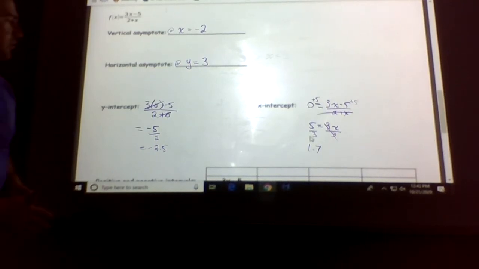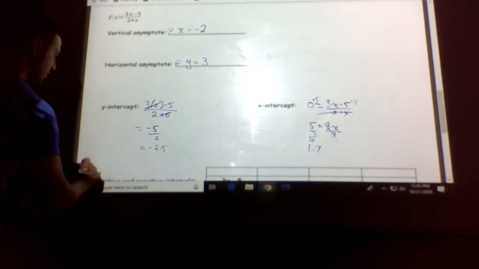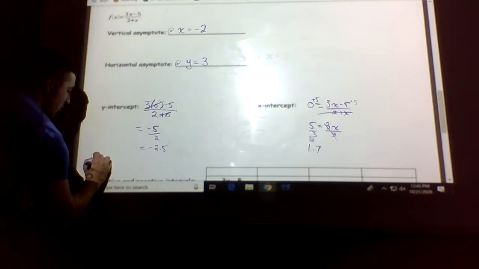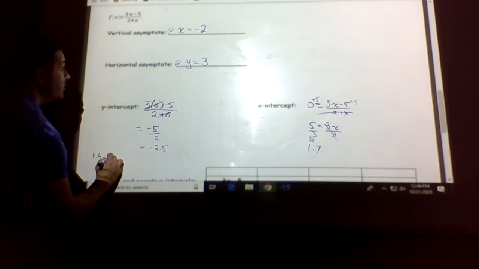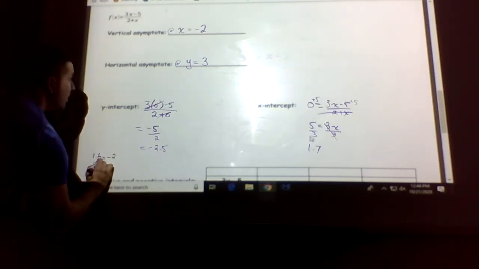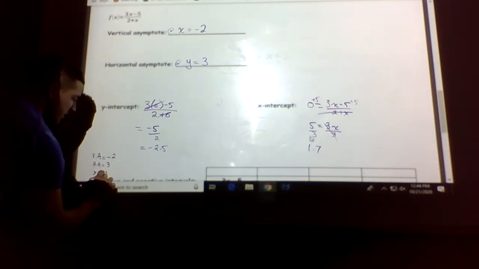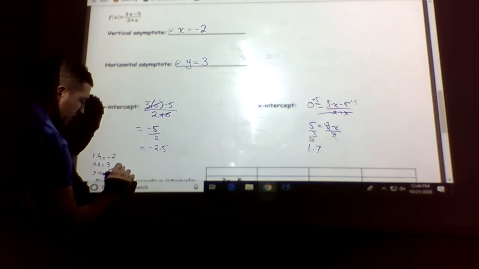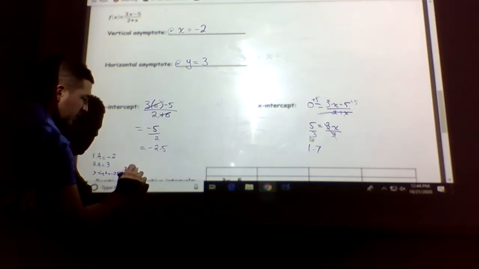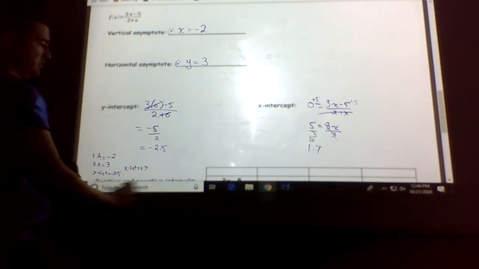Okay, so now we have those values. So I'll write them over here. The vertical asymptote is negative 2. The horizontal asymptote is 3. The y-intercept is negative 2.5. And the x-intercept is positive 1.7.